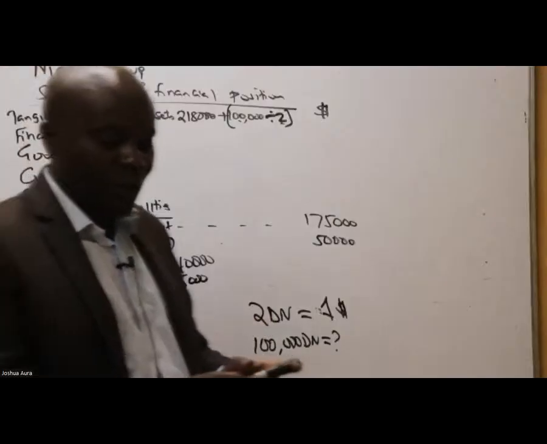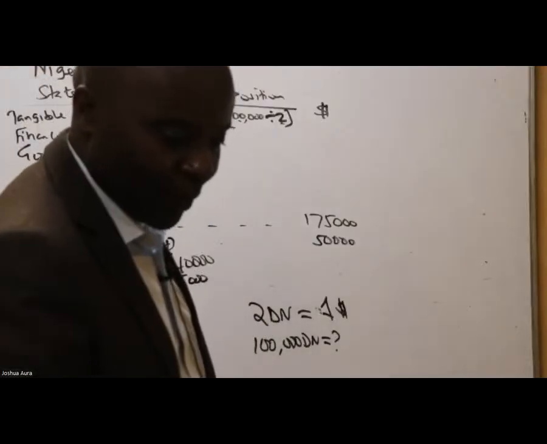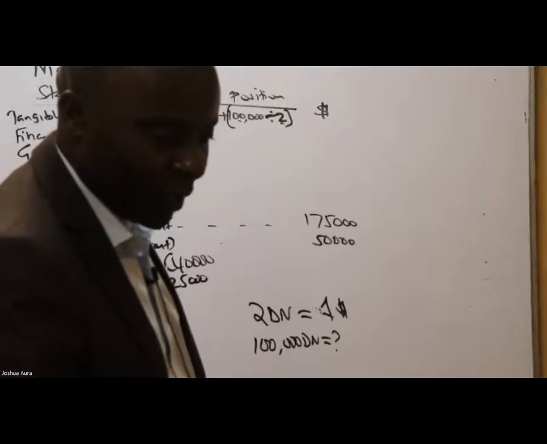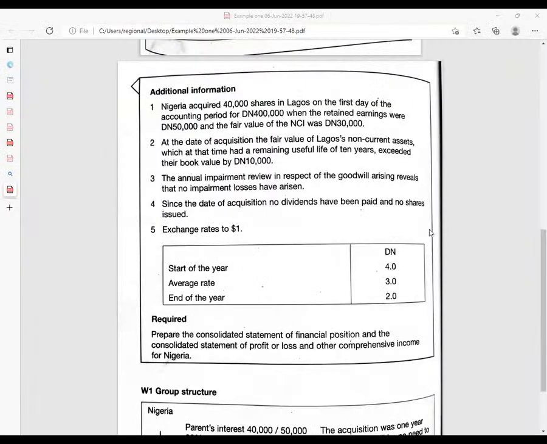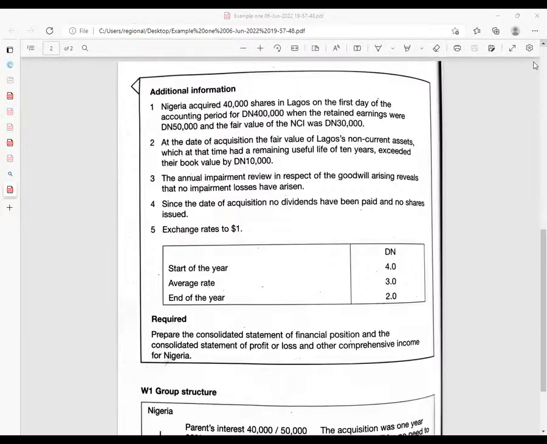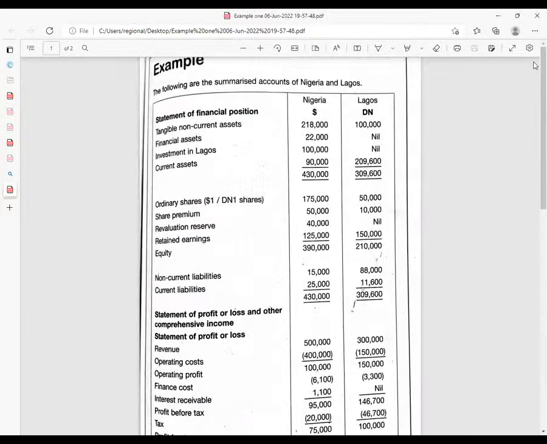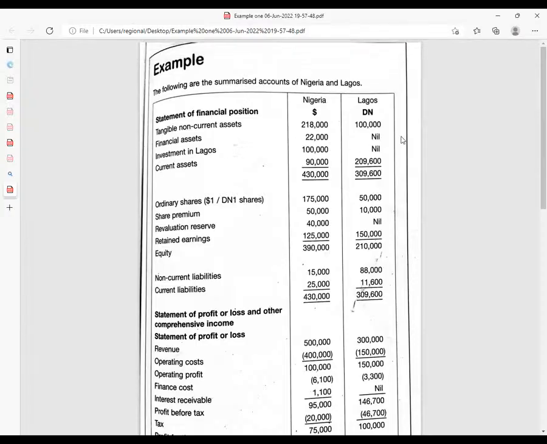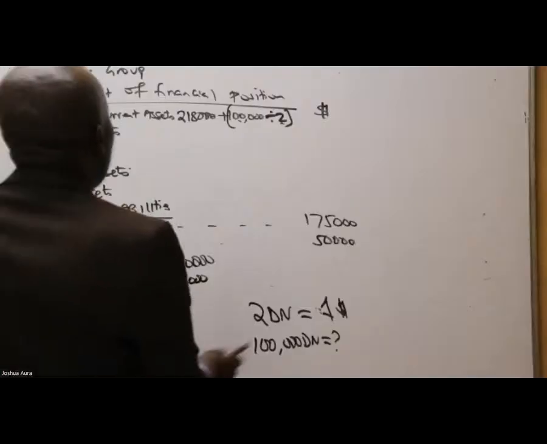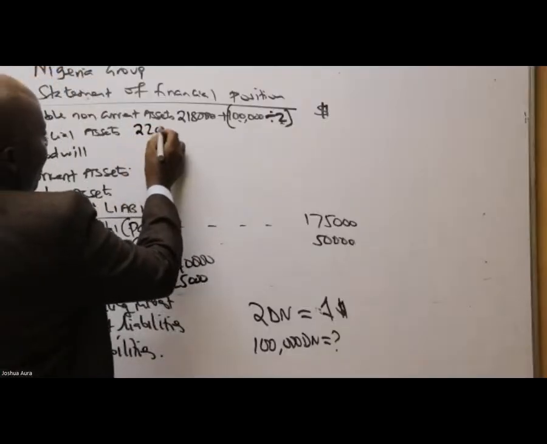Great. Now continue here. Go to the next item. The next item, ladies and gentlemen, what do we have in the next item? It is the financial assets. This is basically a free mark thing, because it is 22,000 plus 0. 22,000 plus 0 is free mark. I love free marks in group consolidation.